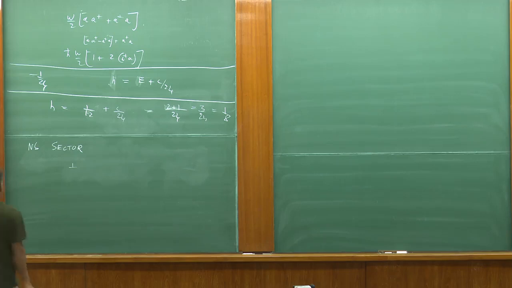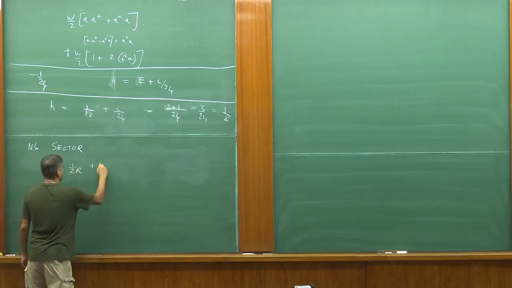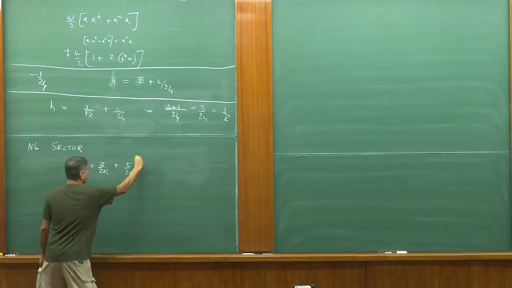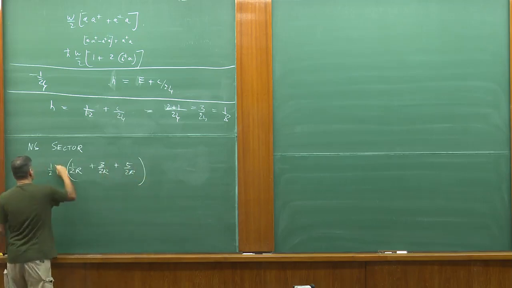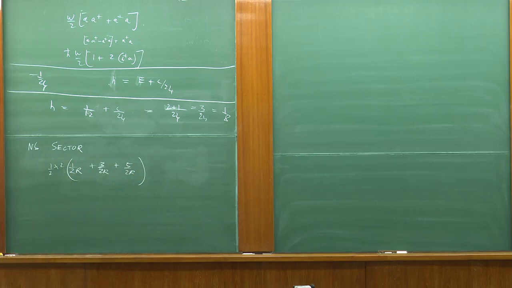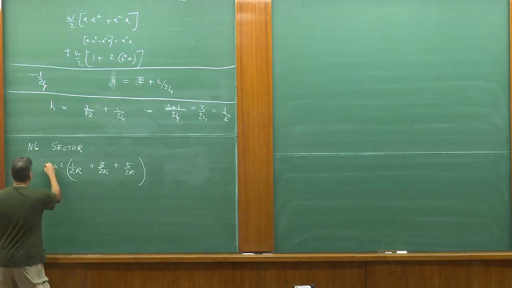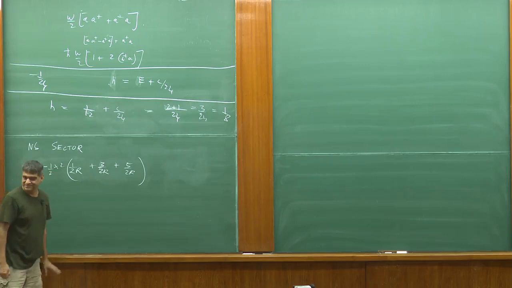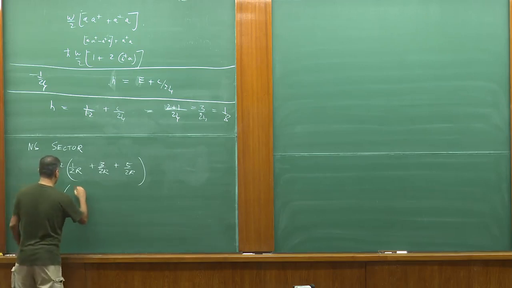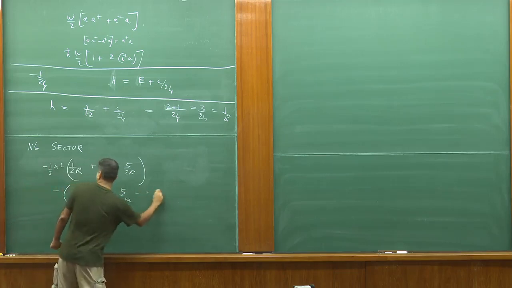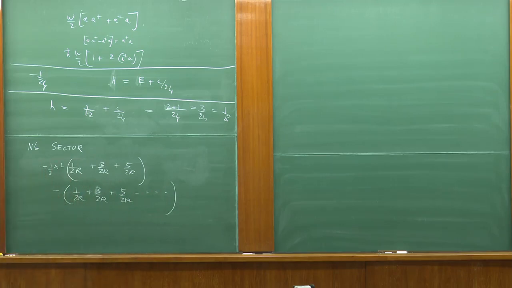OK? So what we have is 1 by 2r plus 3 by 2r plus 5 by 2r, and then we have half into 2. Half is because we have h bar omega by 2, and 2 is because we have 2 fermions. And of course, we have a minus sign because these were fermionic harmonic oscillators. So this is the quantity we want to compute: minus of 1 by 2r plus 3 by 2r plus 5 by 2r.